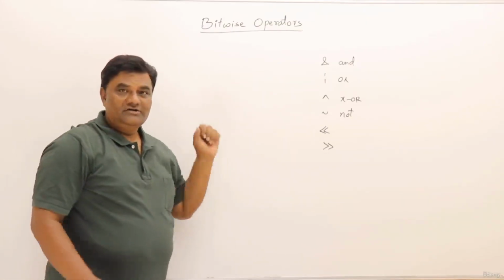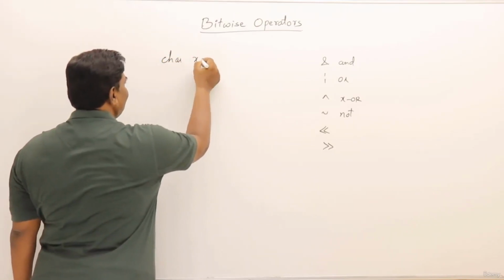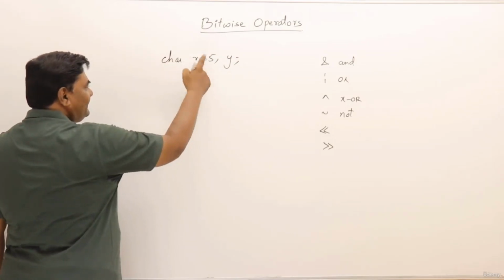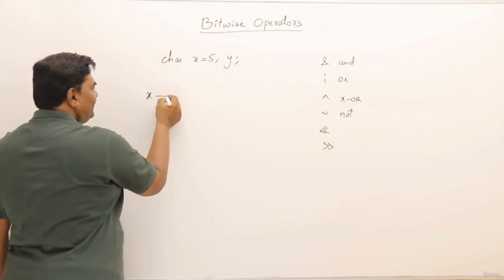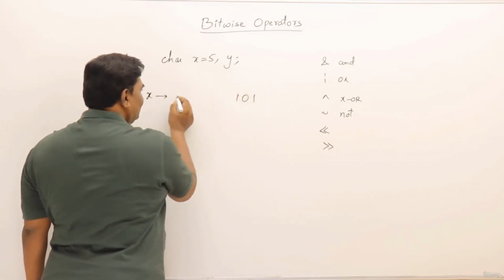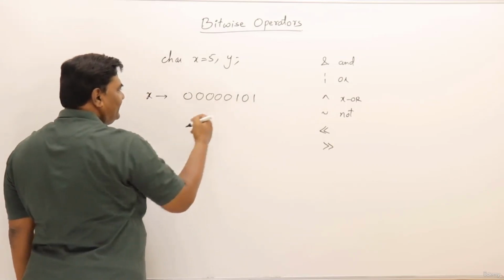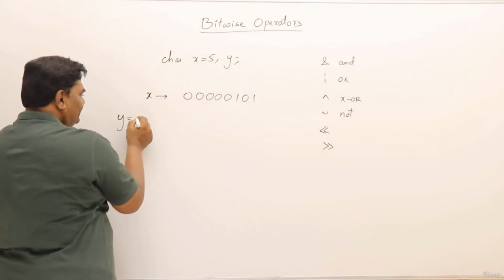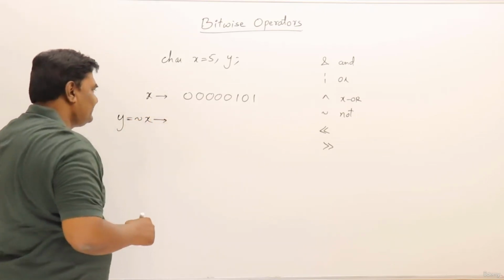Let us look at not. I will take a character type variable x with value 5 and also one variable y. Character takes just 1 byte in C++. So this x in the binary form, it will be 5 is 1, 0, 1, and remaining all bits are zeros. So this is the binary form of 5. Then if I say y assign not of x, then let us see what happens.